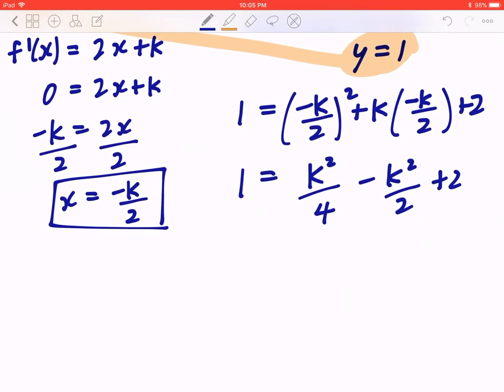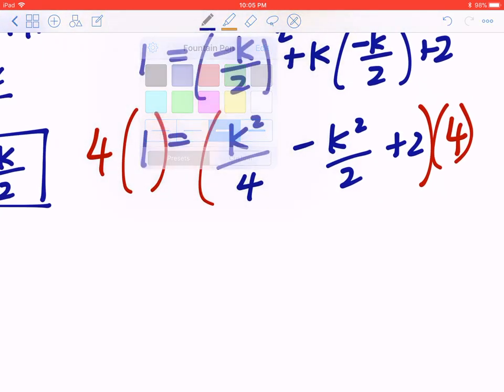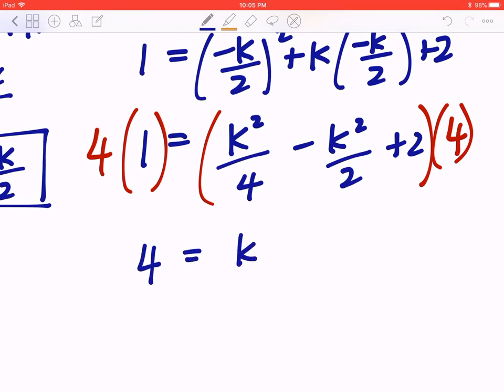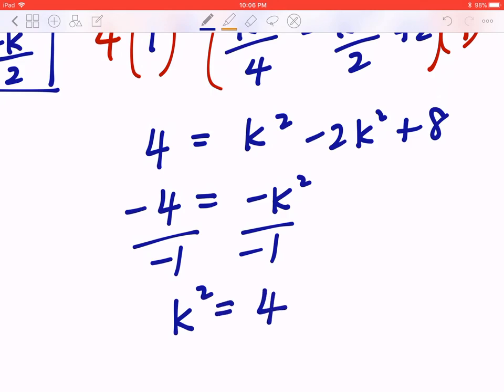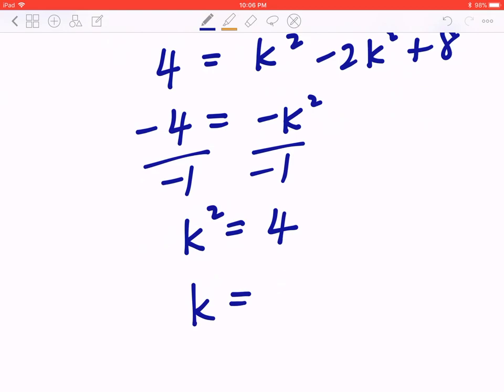To solve for k, the opposite of dividing by 4 is to multiply by 4. So you can multiply both sides by 4. So now 4 equals k squared minus 2k squared plus 8. If you bring it to the other side, this means k squared minus 2k squared is going to be negative k squared. 4 minus 8 is going to be negative 4. The opposite of multiplying by negative 1 is to divide by negative 1. And k equals plus or minus 2. So again, don't forget there are two cases here.